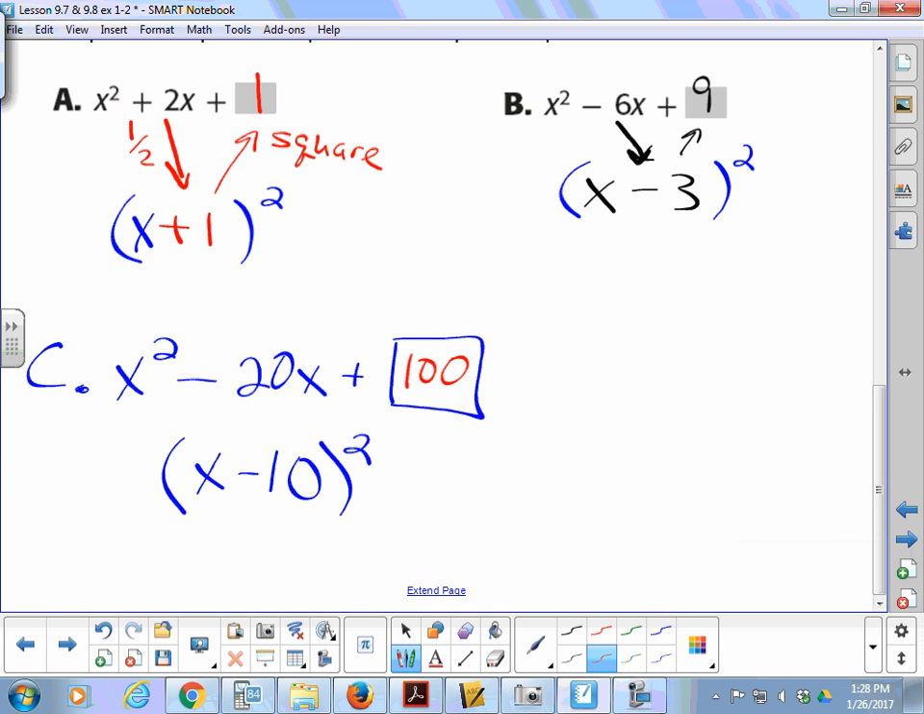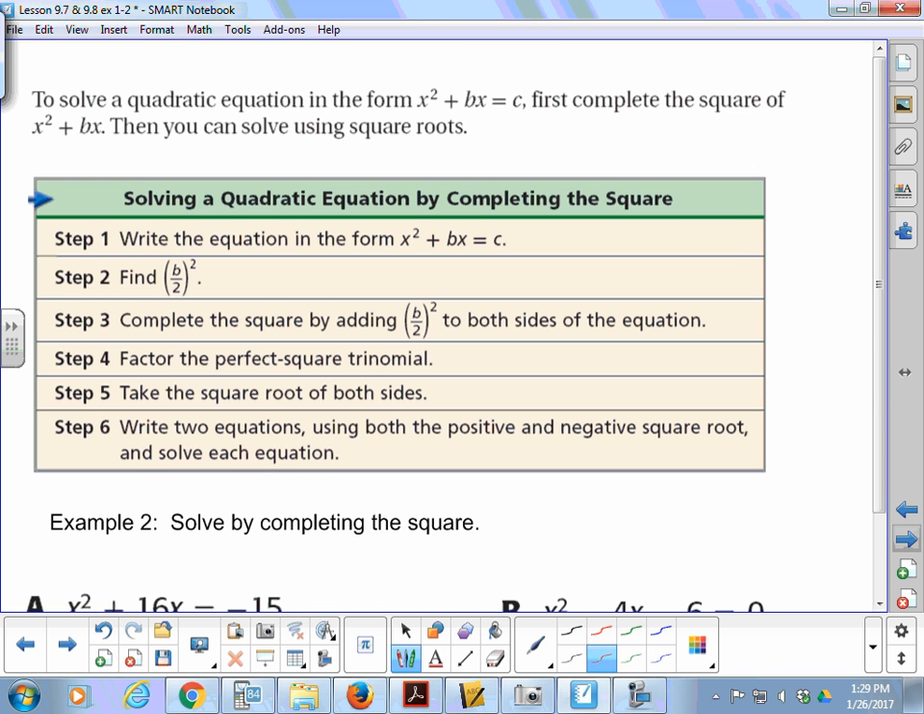So now what we're going to do is actually solve equations by completing the square. We did solving quadratic equations by graphing: find out where the graphs cross the x-axis. In a table, find out where it equals 0. And we did it by factoring. Now we're going to do it by completing the square. And then on Monday, we're going to do the quadratic formula, the last method for doing it.